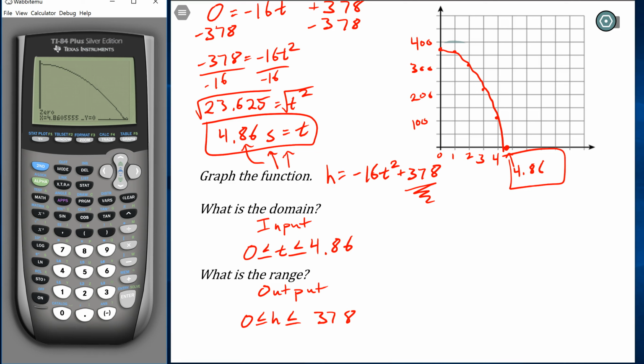Pretty useful. Guys, sorry for the length of that video. I kind of droned on and on, but hopefully I showed you some useful things both with your calculator and how to calculate some real-world problems.